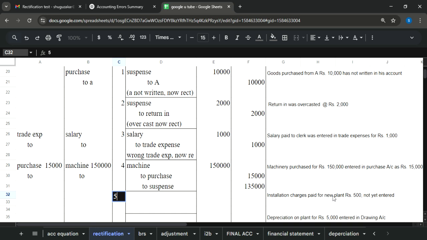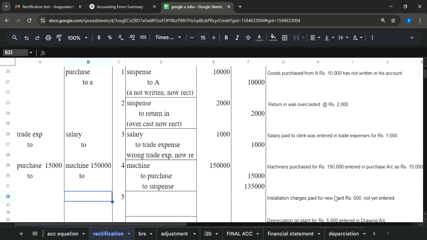Installation charges paid upon new plant. I'm sure that you remember the example of an air conditioner when you buy an AC of rupees 150,000, but upon it 500 were installation charges. So actually price of AC is not 150,000, it is 150,500 rupees. Installation charges, in all expenses of asset you will debit asset. Once again, in all expenses of asset, you will debit asset.